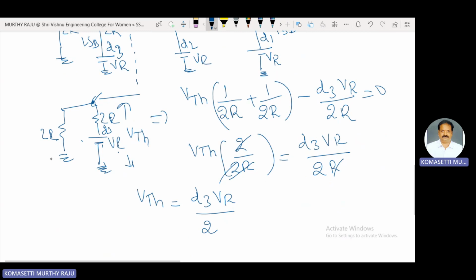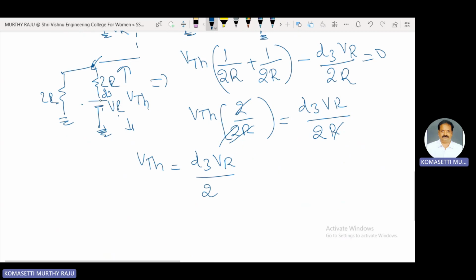This is the VTH. Next, find out the equivalent resistance, Thevenin's equivalent resistance. In order to calculate Thevenin's equivalent resistance, put VR is 0. That means D3 into VR is 0. Here 2R, both are connected to ground.